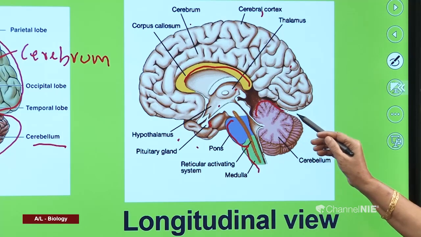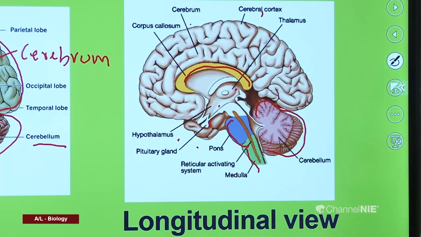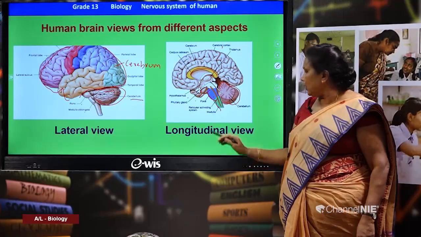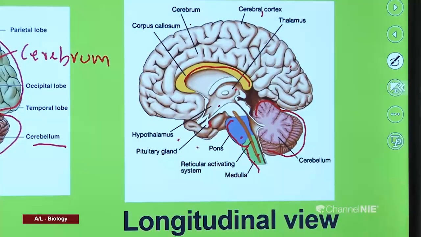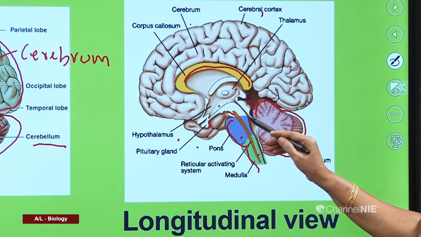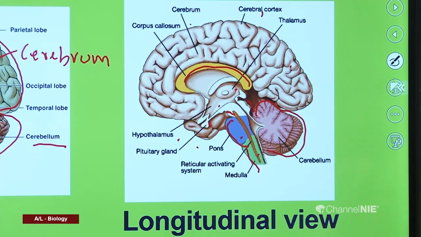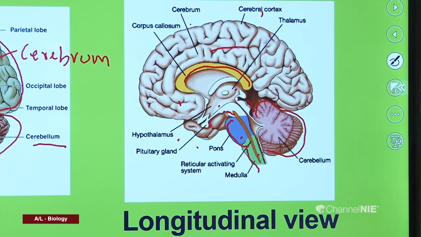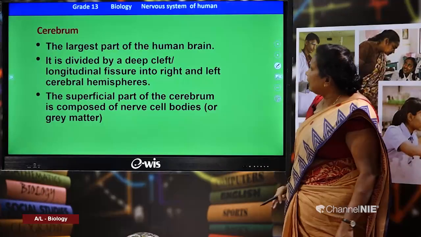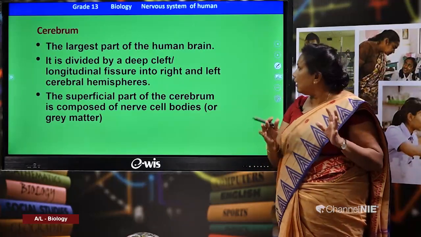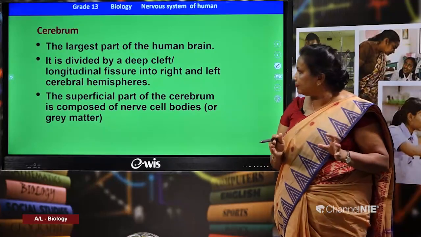Then you can see these three regions, right? These three regions develop from the embryonic hindbrain: pons varoli, medulla, and the cerebellum, right? Then the midbrain region can be seen in this area. It is not very clear, as it is covered by this particular region, right? So we will see it later. Now I am going to explain the cerebrum, the largest part of the human brain.